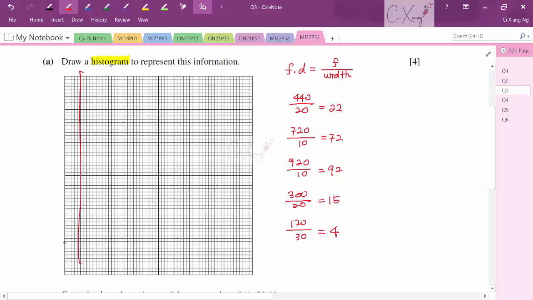So my x-axis, maybe I can draw it here. This is 0, then definitely this is 20, 40, 60, 80, and 100. The time here is actually the time taken in minutes. So time taken in minutes.